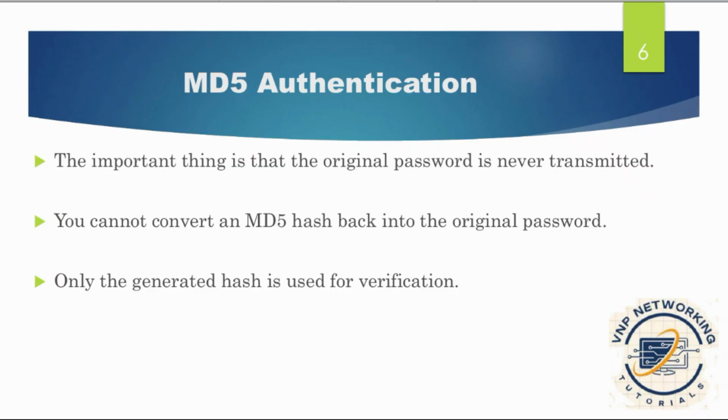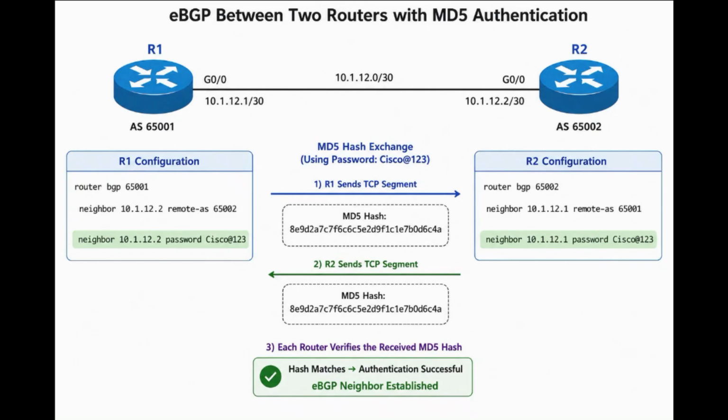MD5 authentication. The important thing is that the original password is never transmitted. An example of MD5 authentication is the BGP. For example, if you are forming eBGP between two routers, we have router R1 and router R2. And if you are trying to form the BGP between them, how will R1 trust that R2 is a genuine router with which I should be forming the BGP? So by default, there is no security. So you can use the MD5 authentication between the BGP routers forming the BGP neighborship.